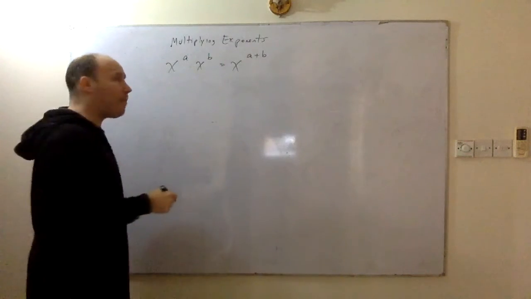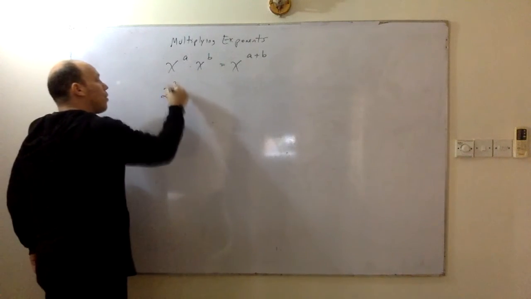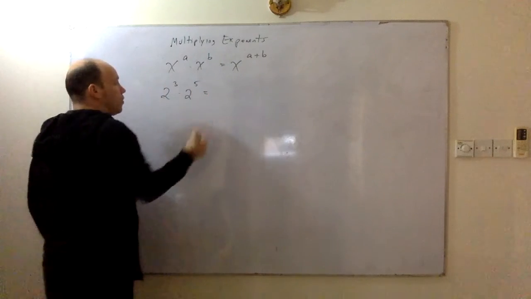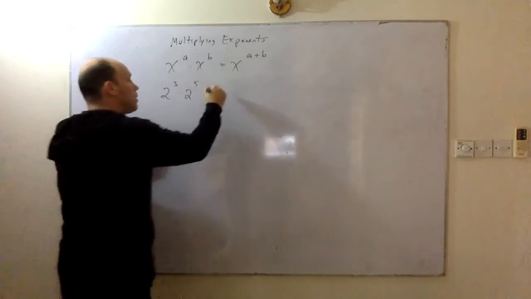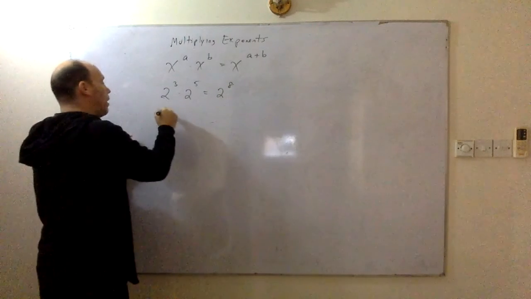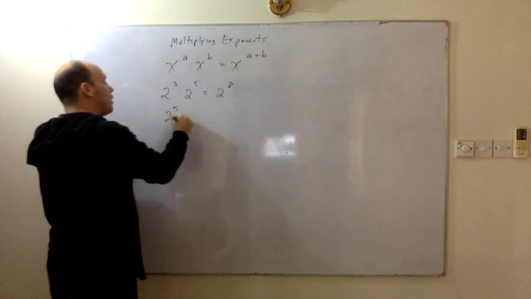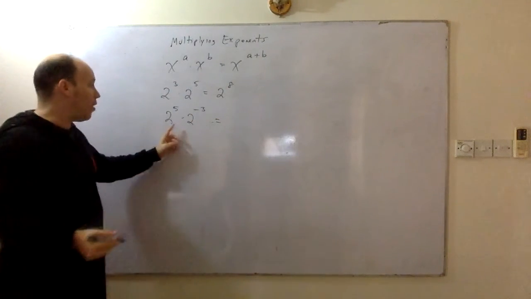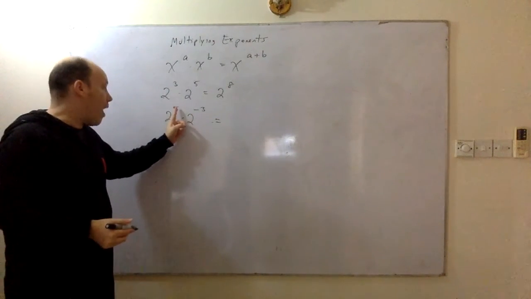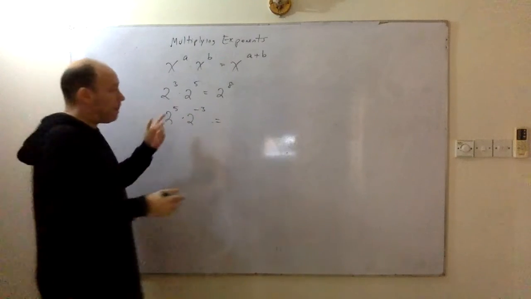So let's do some examples. 2 to the third times 2 to the fifth. You say, okay, Mr. Adler, the bases are the same. I can add the exponents. 2 to the eighth. How about 2 to the fifth times 2 to the negative third? So you say, okay, Mr. Adler, the bases are the same. 5 plus negative 3 is 2.